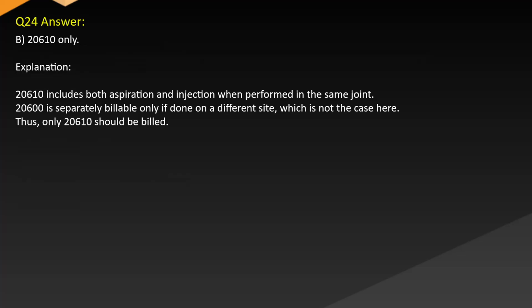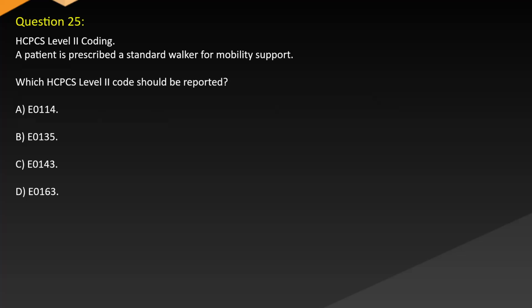Answer B. 20610 only. Explanation: 20610 includes both aspiration and injection when performed in the same joint. 20600 is separately billable only if done on a different site, which is not the case here, thus only 20610 should be billed.